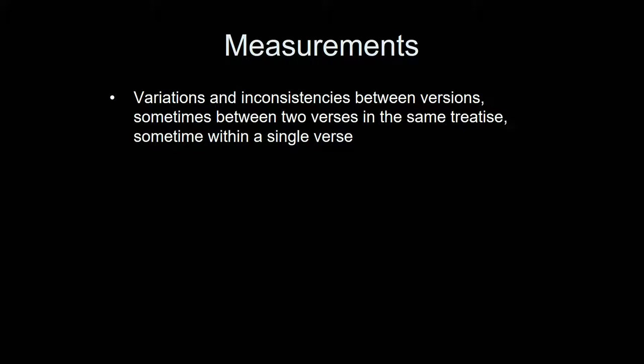Just to summarize what I said about measurements, there are variations and inconsistencies between the versions, sometimes even between two verses in the same treatise, sometimes within a single verse you see different variations. There's hardly any attempt to localize the variants. We might say, okay, of course, there are many variations because there are many local measurements. But only in one or two verses do we have, in this city, this is the unit, in that city, that is the unit. There's no explicit attempt to localize the different variations.